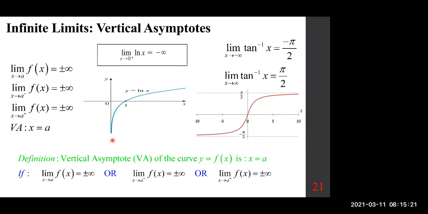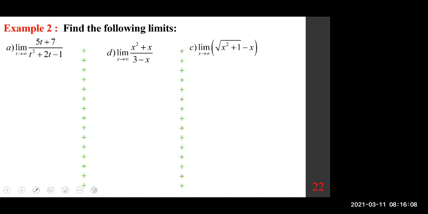As an example, if you look at the function, and everybody remembers the basic graphs, as you look at this graph, the limit of ln x as x approaches 0 from the right is negative infinity, and therefore, I hope you see that x equals 0. Let me just write it underneath. The VA is the y-axis. So again, from the graph. We also have tan inverse, as you can see, where we have two horizontal asymptotes. So those are definitions.